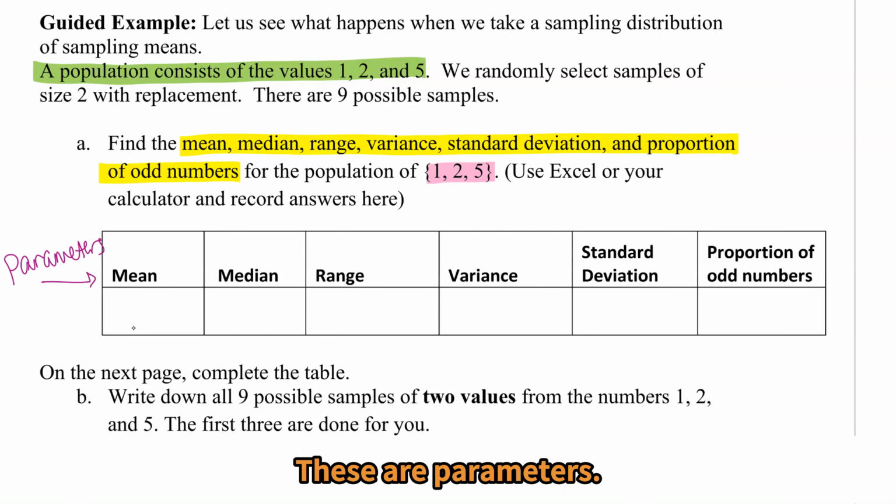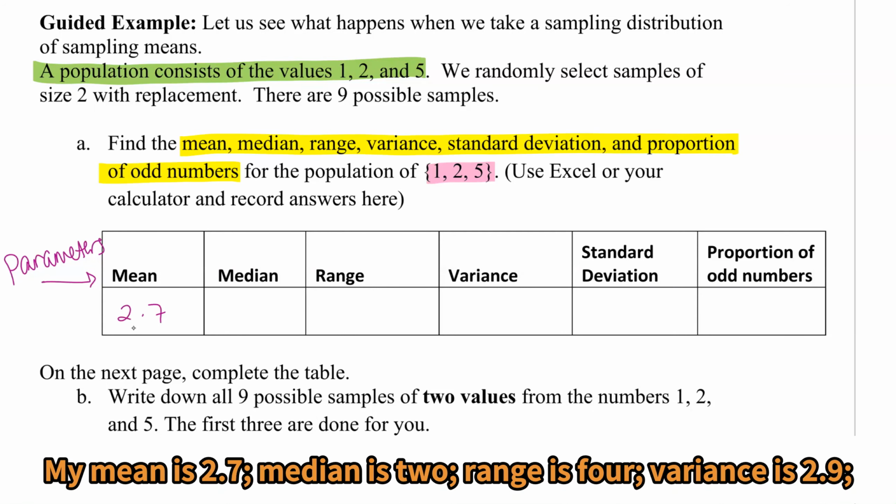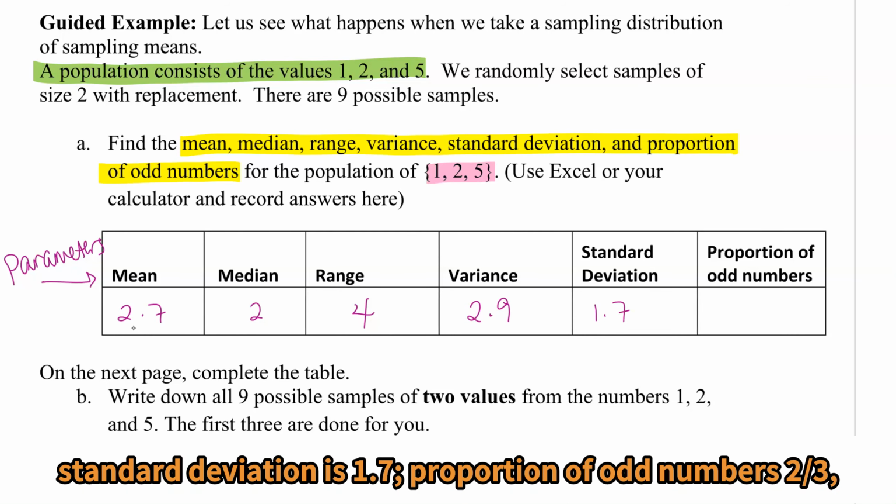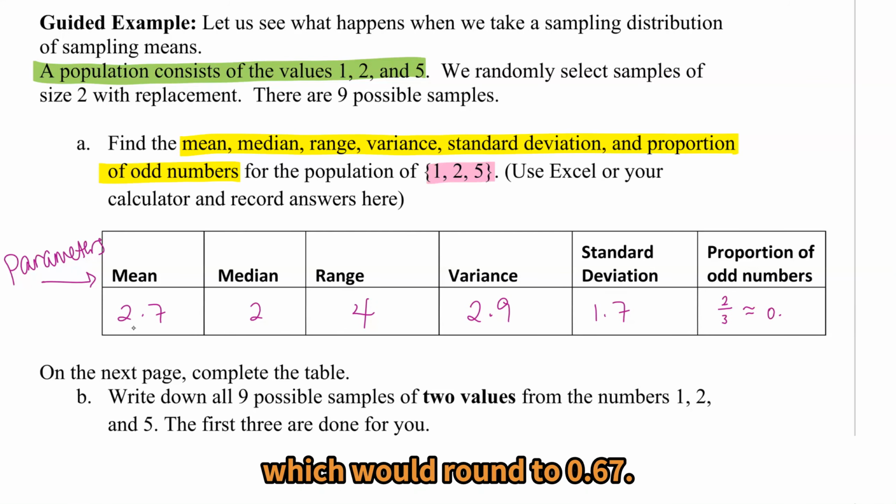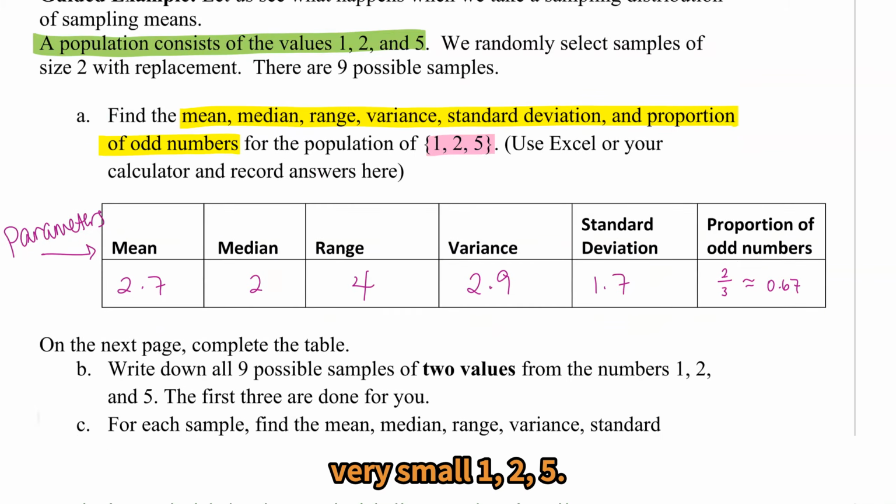These are parameters. My mean is 2.7, median is 2, range is 4, variance is 2.9, standard deviation is 1.7, proportion of odd numbers 2/3, which would round to 0.67. And there we have the parameters of our very, very small data set: 1, 2, 5.